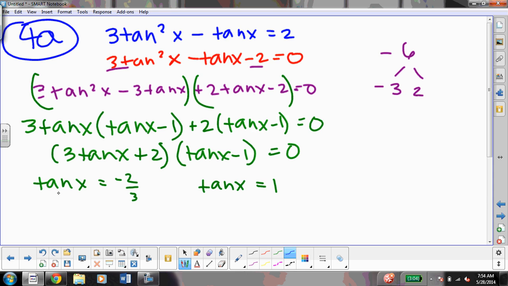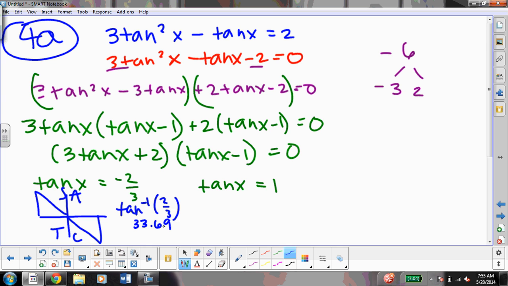The tangent of x equals negative 2/3 is not a special trig ratio, so I'll have to use my calculator. Tangent is negative in the second and fourth quadrant. The inverse tangent of 2/3 is 33.69. So the two solutions to this equation are going to be 180 minus 33.69 to give me 146.31 degrees, and 360 minus 33.69, which is 326.31 degrees.